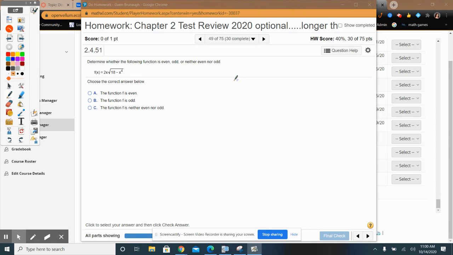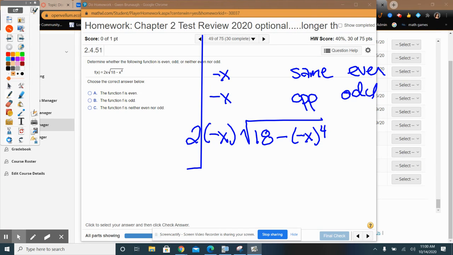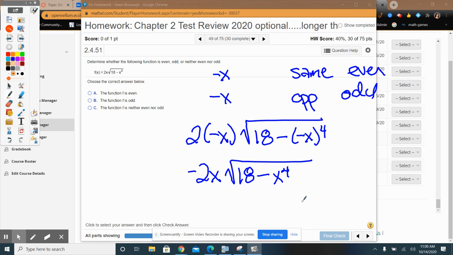On this one, you actually do have to plug in negative x to see. If you plug in negative x and you get the same thing, then we call it even. If you plug in negative x and you get the exact opposite, we're going to call it odd. So 2 times negative x, square root 18 minus negative x to the 4th. This is going to give me a little glitch, is what it's going to give me. Negative 2x in the front, 18 minus an even number of negatives makes that this. This negative in front, because these are being multiplied together, does actually give me the opposite.